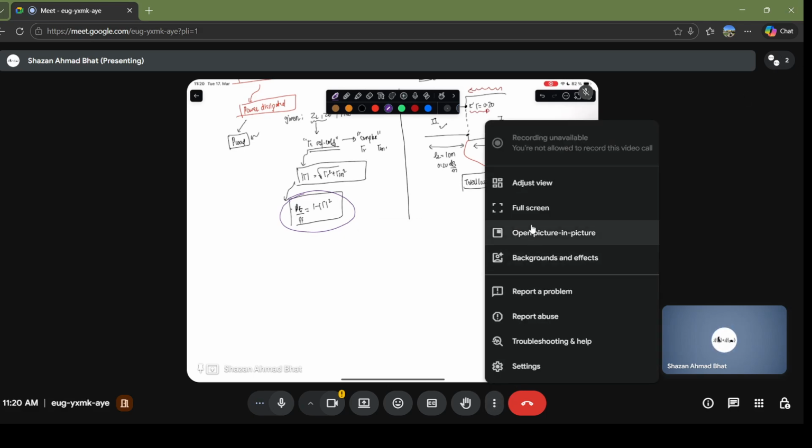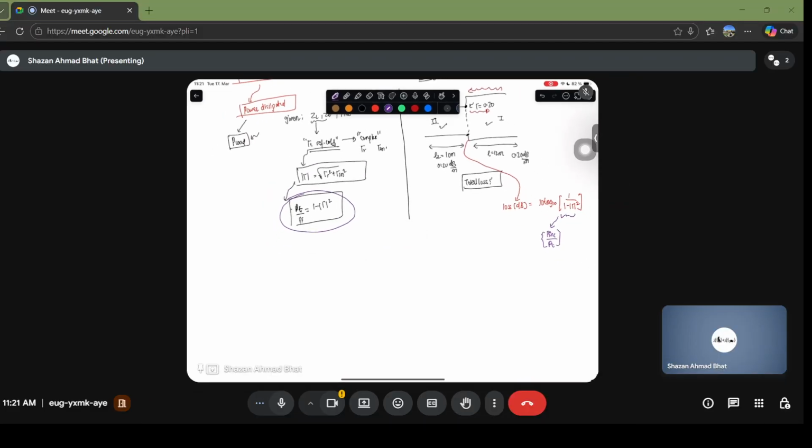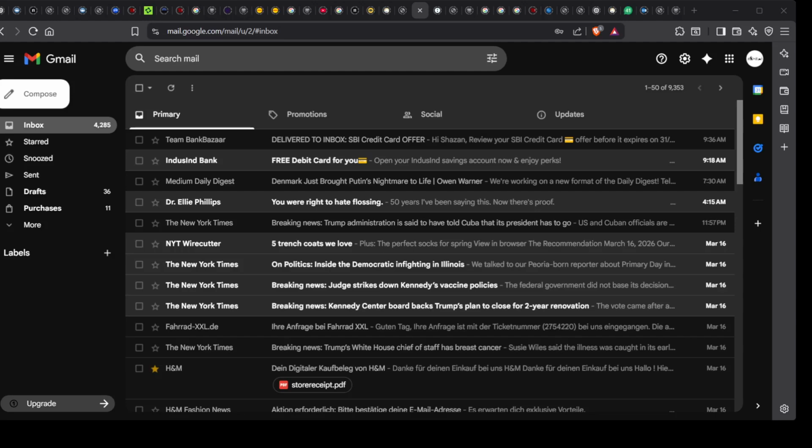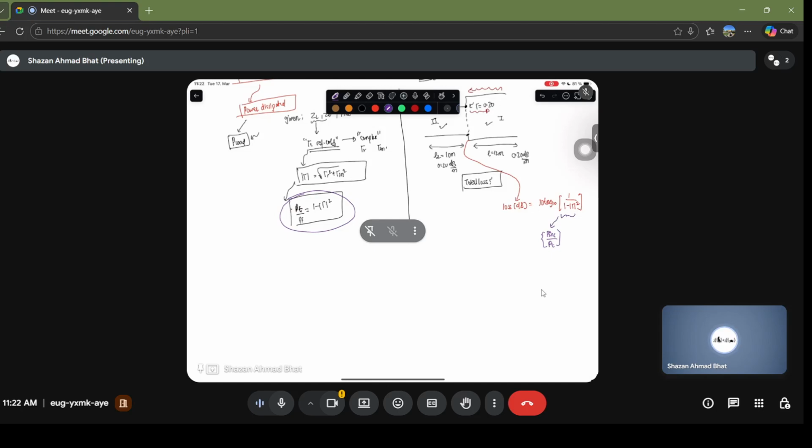Now let me just make it full screen. Okay, so there was some issue with this, and I hope it's visible now. Okay, so there was some issue with the recording, so now it's solved.